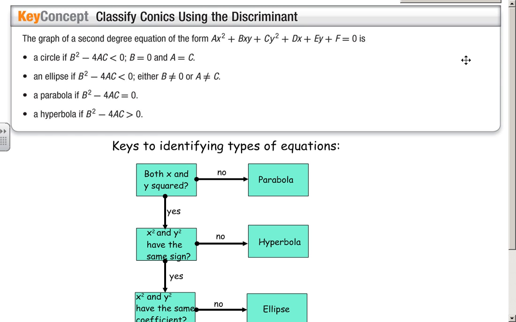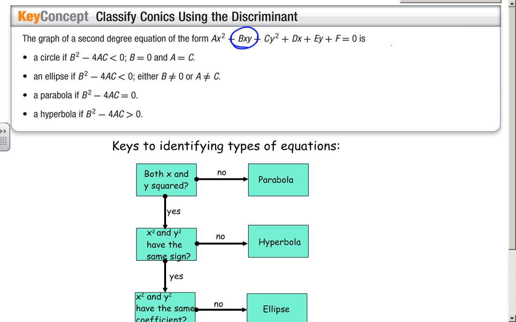In our book they'll be looking at classifying conic sections using the discriminant. We have done that just by looking at the coefficients of x squared and y squared. And the only time that using our method is a problem is when we have this b times x times y term. And what happens with that is it takes the conic and rotates it.